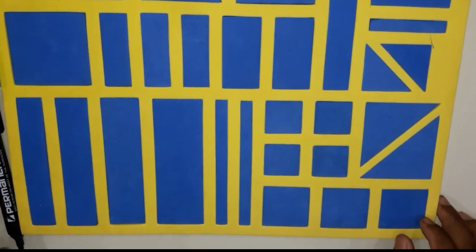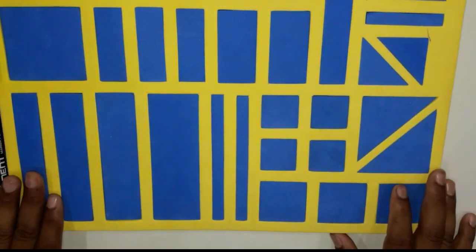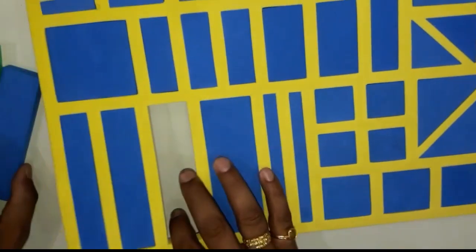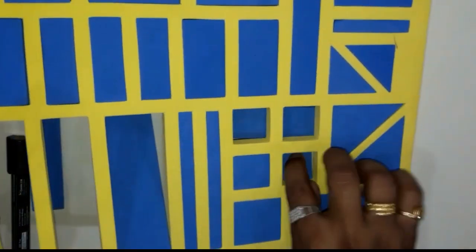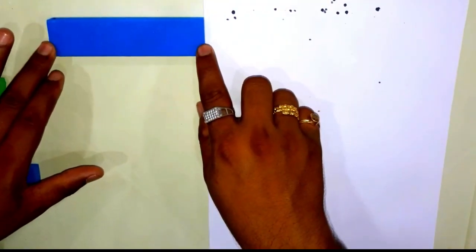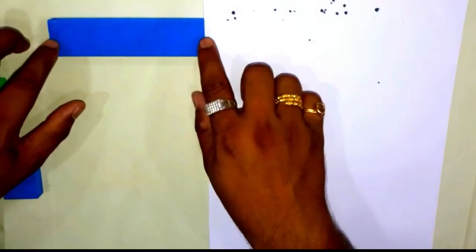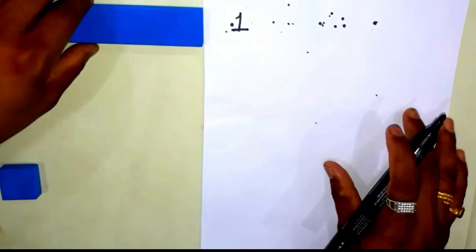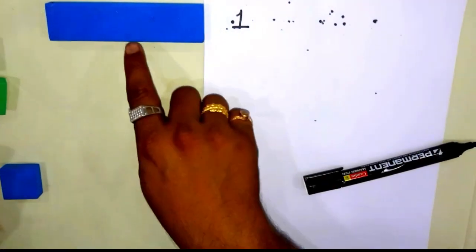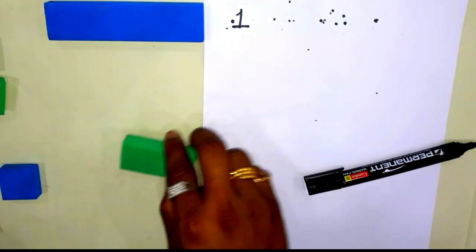Hi friends, today in this video I am going to explain the proper and improper fractions with the help of this activity sheet. Now let's take a rectangle and some squares. Just keep this sheet here now. This is a rectangle and this rectangle is not divided into any parts. So this is whole and we can represent this as 1. Right? Now let's divide this rectangle into two equal parts. Just we are taking this here in this way.